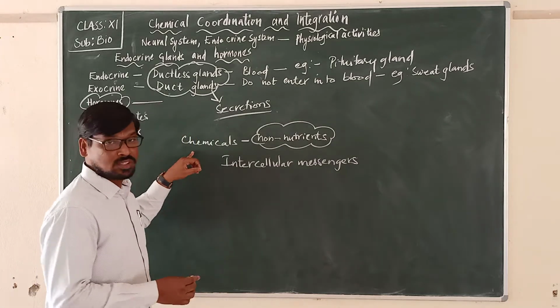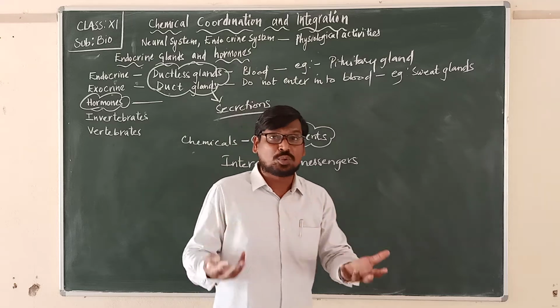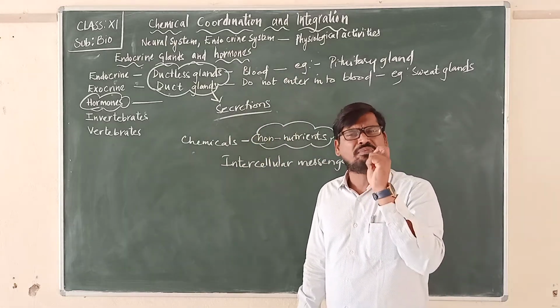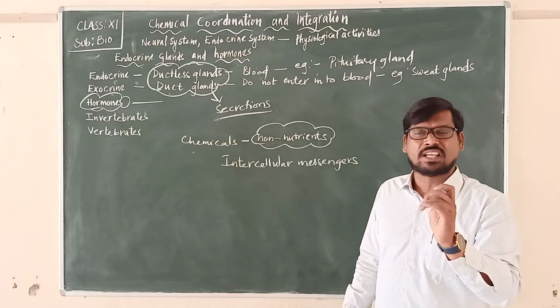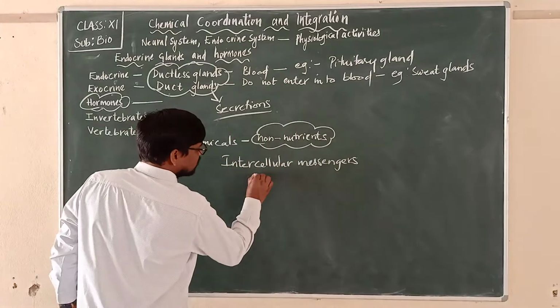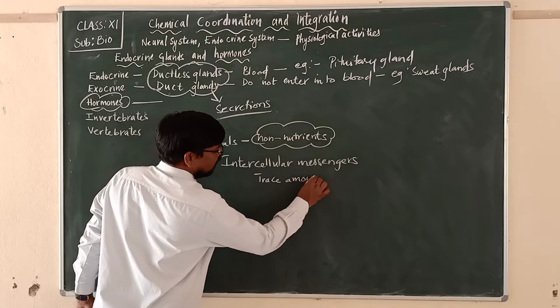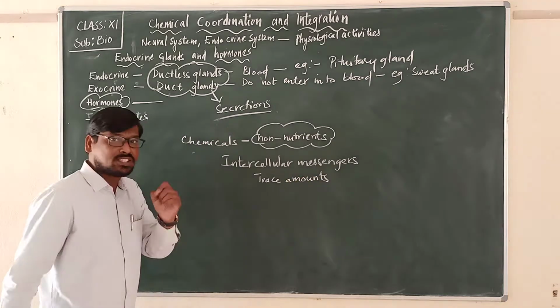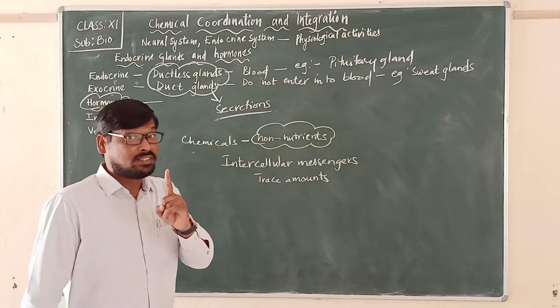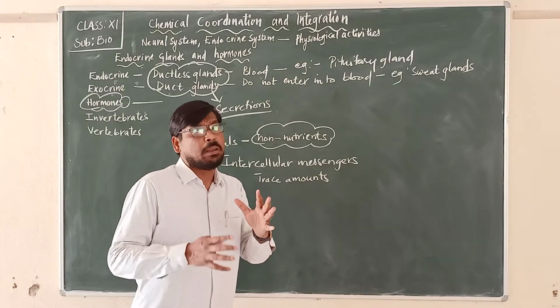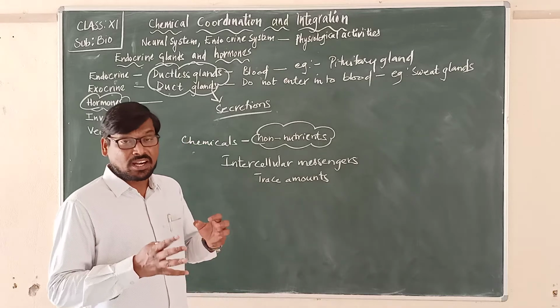And these hormones are not produced in large quantities. They are produced in very, very minute quantities. In fact, we will use the word trace amounts. They are produced in trace amounts. Very small or minute quantities of these hormones are produced, but they are involved in very, very important activities.